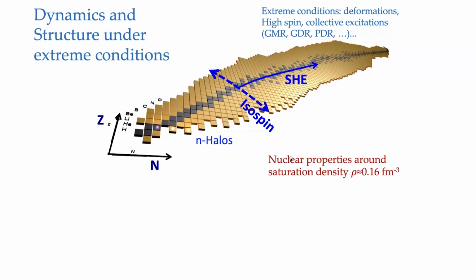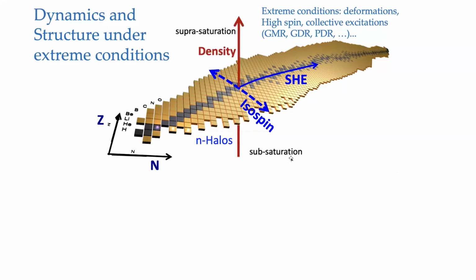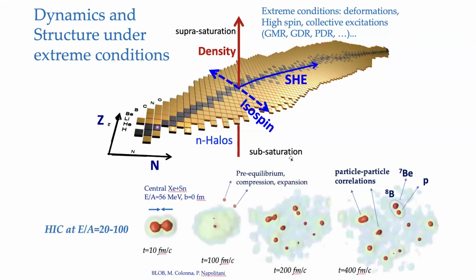For example, you have phenomena like neutron halos, which are very beautiful. But with heavy ion collisions, we can say that we are going beyond saturation, and we start to see how structure evolves when we go away from these conditions. As I was saying before, we can have supersaturation and subsaturation conditions. This is another simulation done with another transport model called BLOB. You can see how these fragments are produced, and there are a lot of structural properties that you can explore when you are away from saturation density conditions.